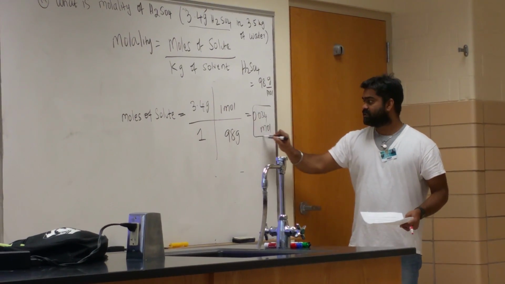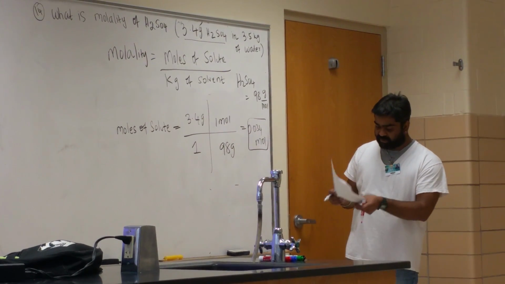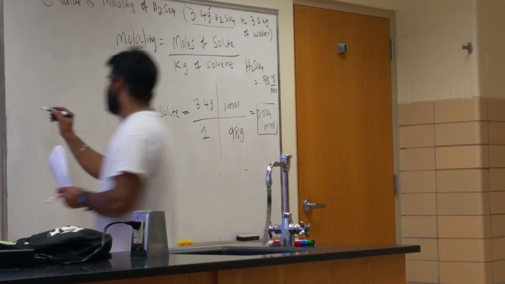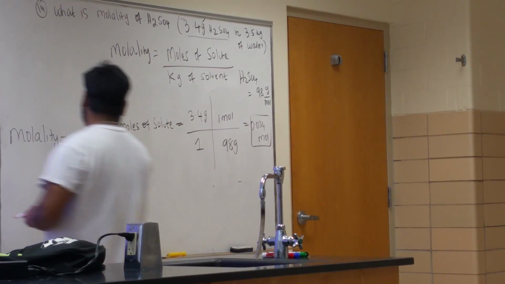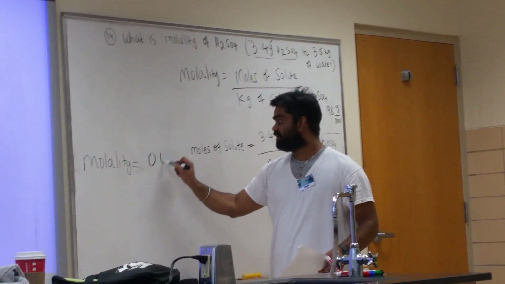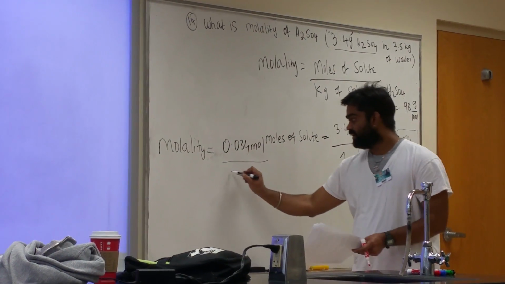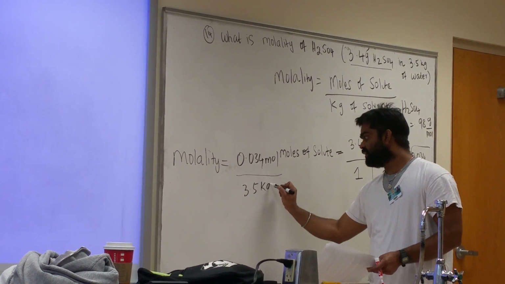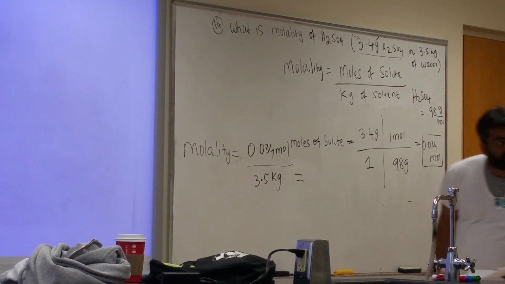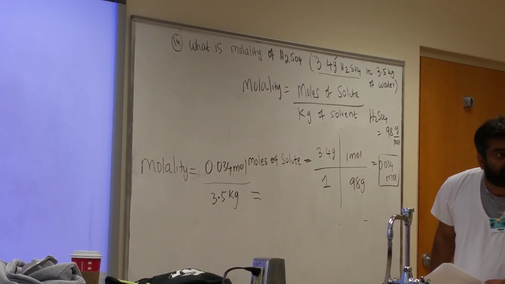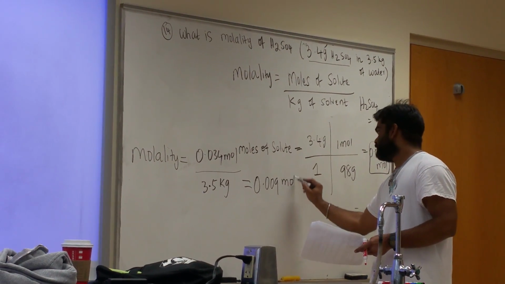So we got the moles done, the top part. The kilograms, you don't need to do anything. It's already given in kilograms, perfect number. So we just have to solve the problem. Molality equals moles of solute, which is 0.034 moles, over 3.5 kilograms. It's already in kilograms. This is the easiest of the problem. So what do you get? 0.009 moles over kilogram.